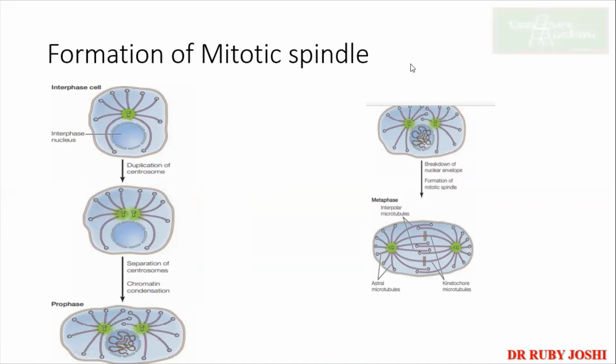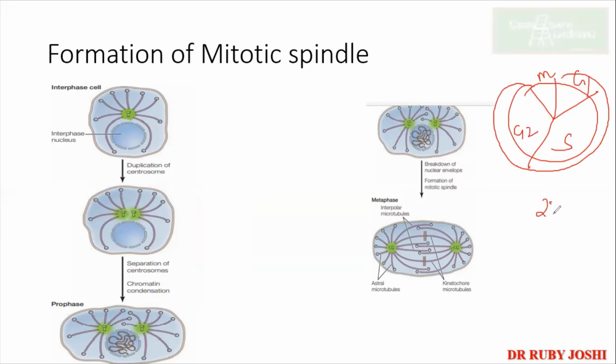And I believe everyone knows about the cell cycle, that you have the M phase and then interphase. Interphase is divided into G1, S and G2. Okay, so interphase is around 23 hours and your mitotic phase is 1 hour. This is how your cell cycle is being divided.